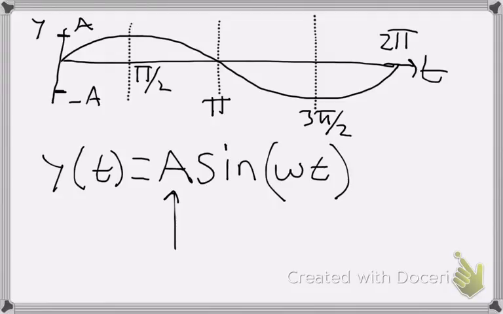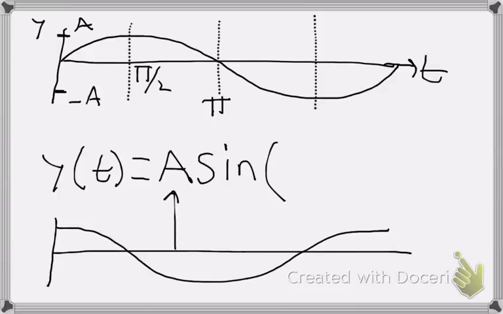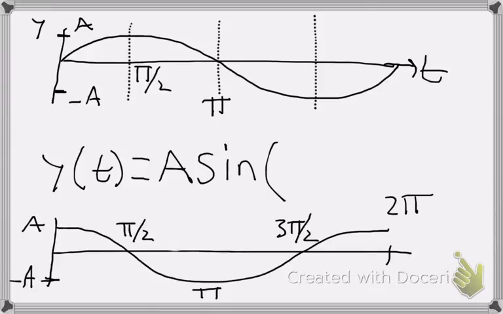So it's going to go at some angular velocity. Yes, that's omega. Going to go some angular velocity times the time. And that will give us our position. Okay, let me just erase this here. So it was A times the sine.